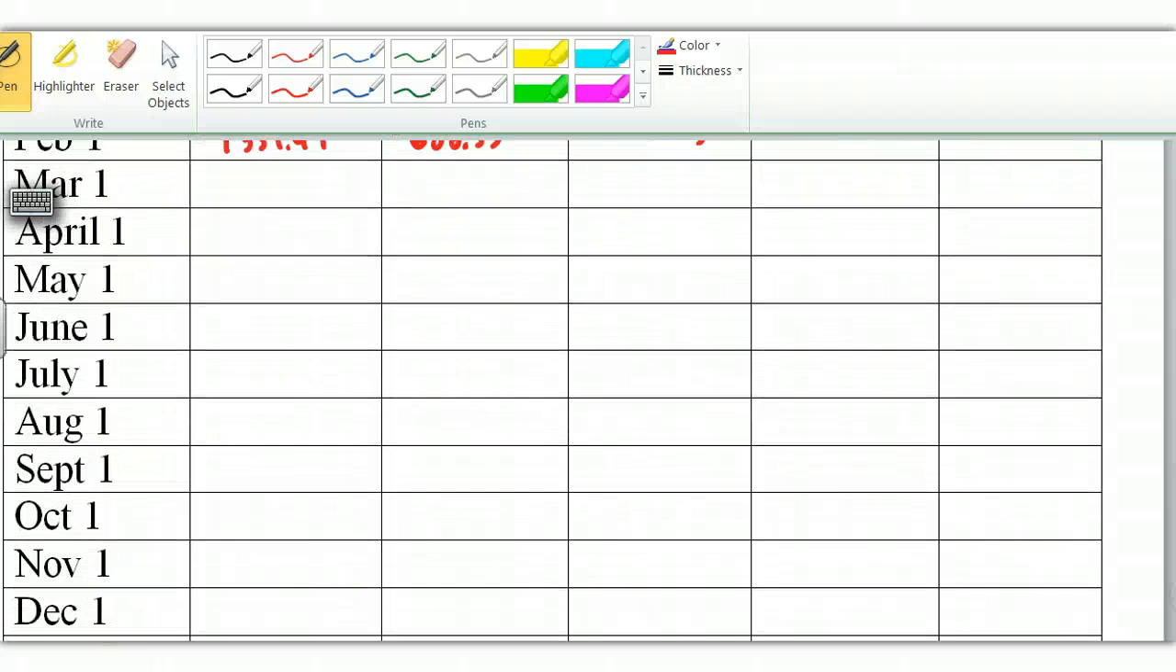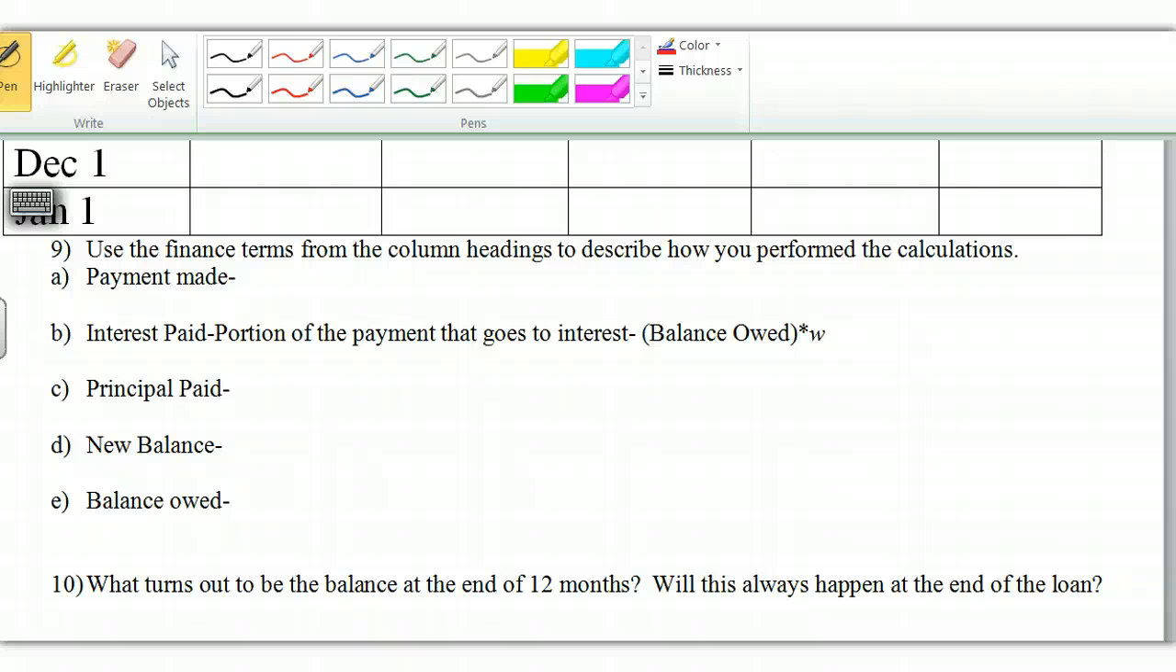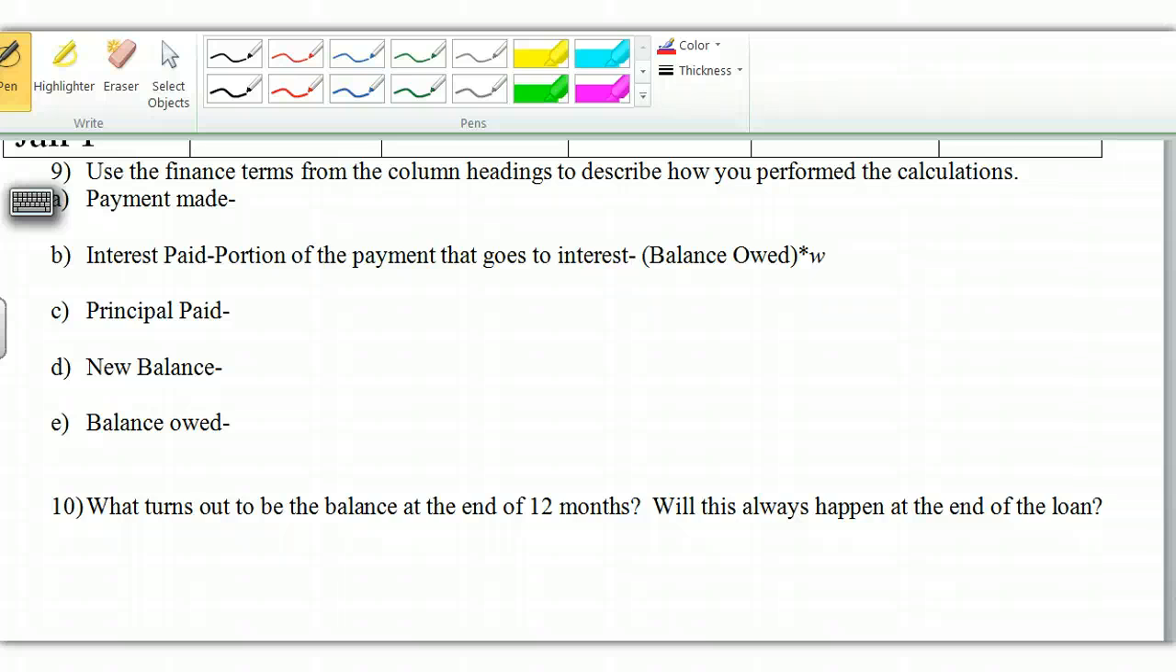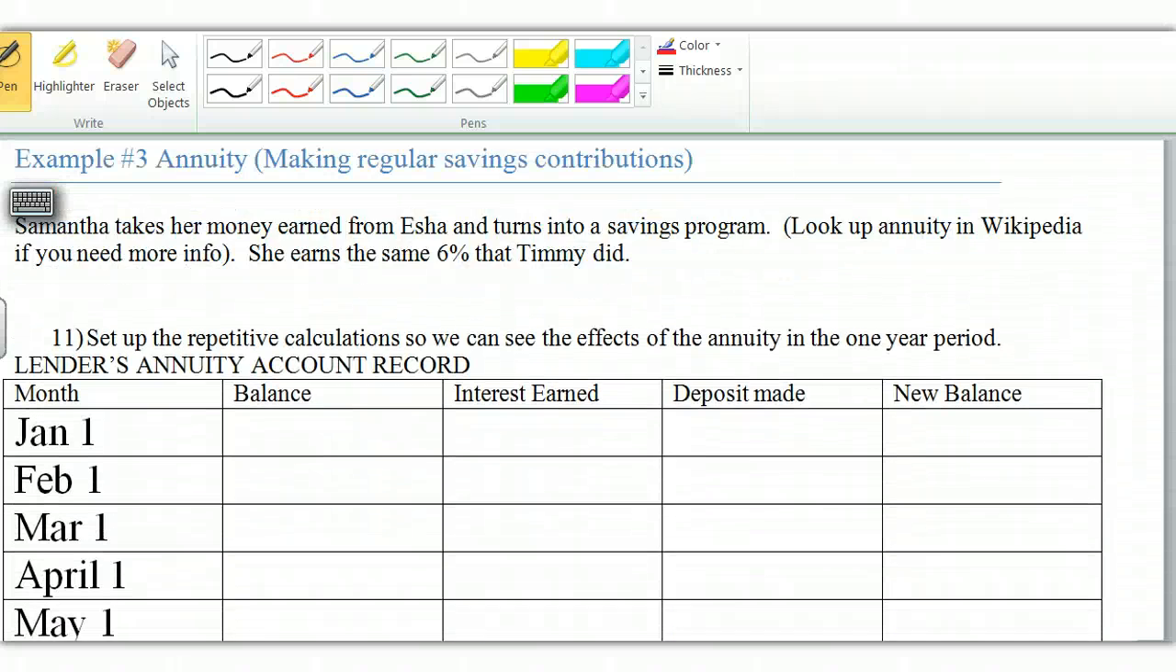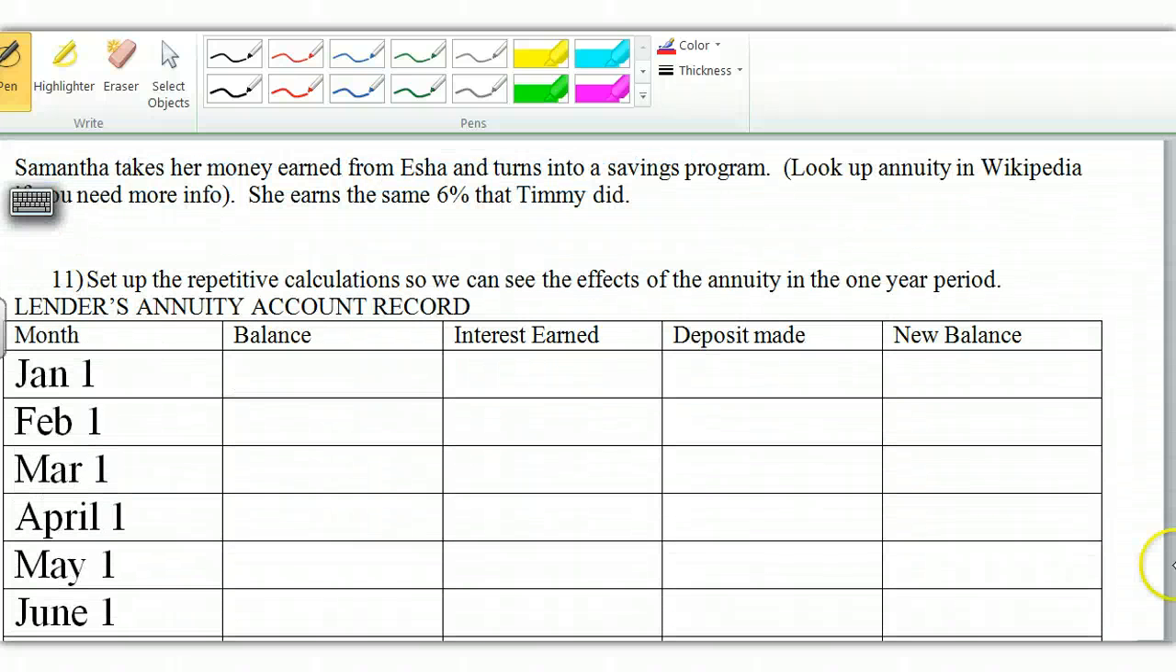Okay? Then my last example, and here's some more terms, and I want you to search some of those and figure out what those terms are and answer some of these questions. And then the annuity is a little bit different. So let's set this up, and you can search a little bit for this. And she makes the same 6%. What I need to do, though, is figure out what my deposit's going to be. And to see the fairness of all this, I'm going to use the same mortgage payment that we had before and see what happens after the course of 1 year.